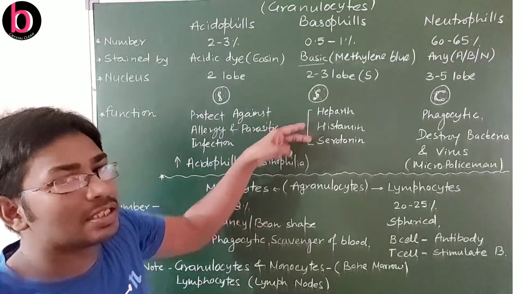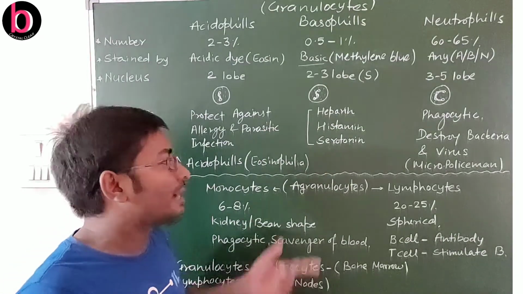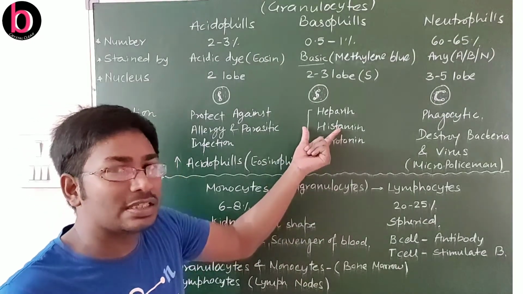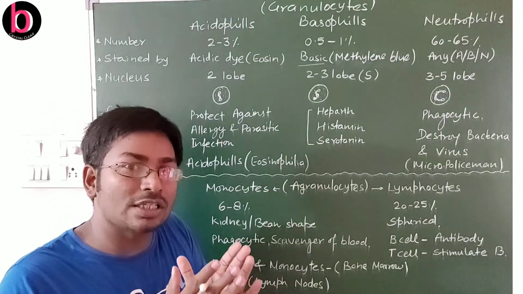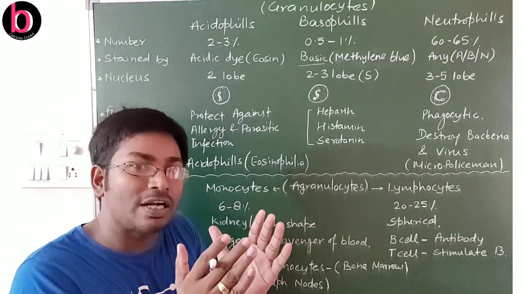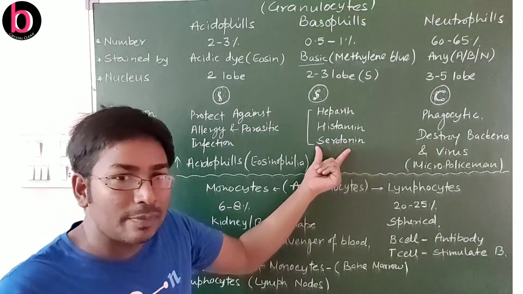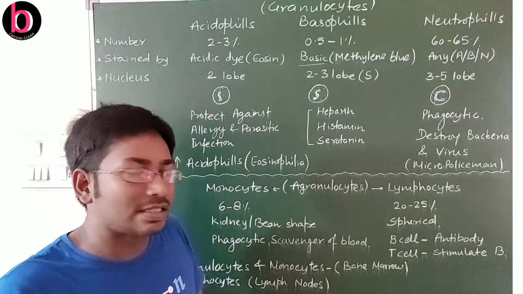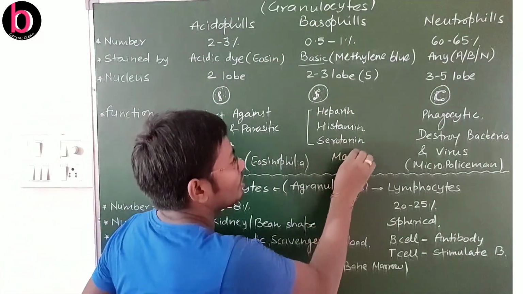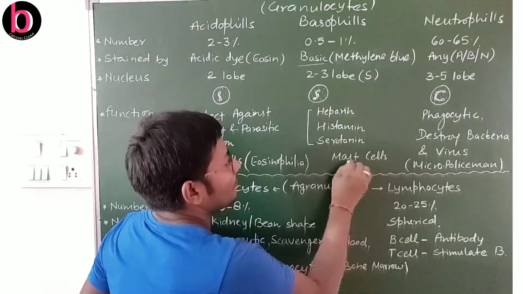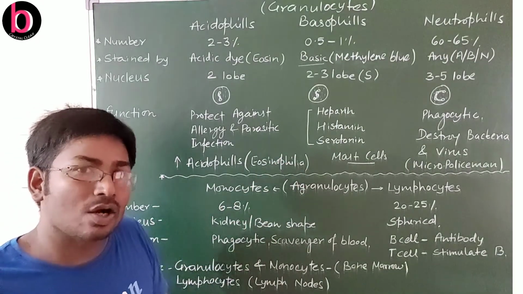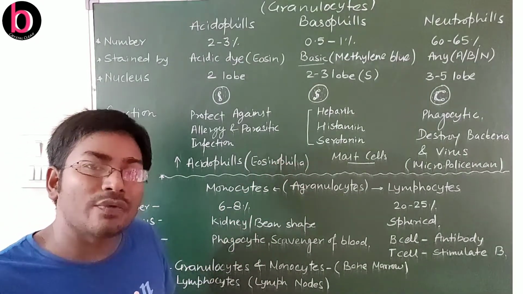Histamine is also anti-inflammatory in nature. This also reduces inflammation. As we discussed, this is a vasodilator, so this causes dilation of blood vessels. Serotonin causes contraction of blood vessels. So this is for increasing blood pressure, and this is for decreasing blood pressure. Basophils, function wise, are just similar to mast cells. Mast cells are also a type of connective tissue. As we know, blood is a type of liquid connective tissue.